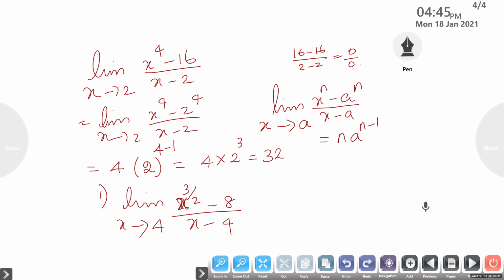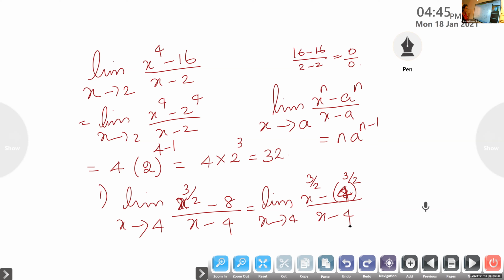x raised to 3 by 2 minus, we'll change 8 into 4 raised to 3 by 2. x raised to 4, x raised to 3 by 2, minus 4 raised to 3 by 2. That is equal to 8. So 8 by x minus 4. Is it correct, children? What is meant by 4 raised to 3 by 2?